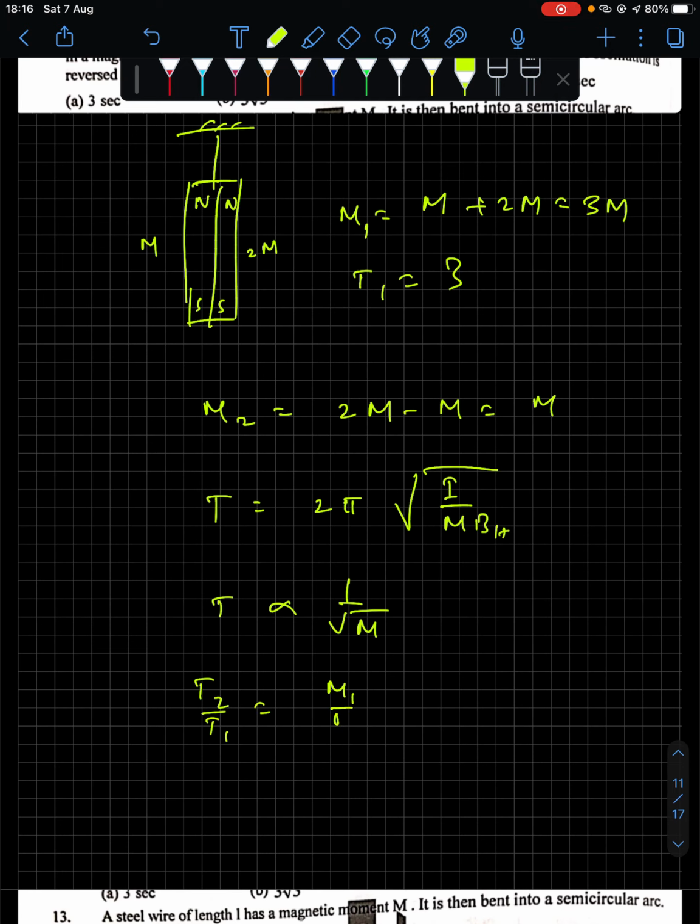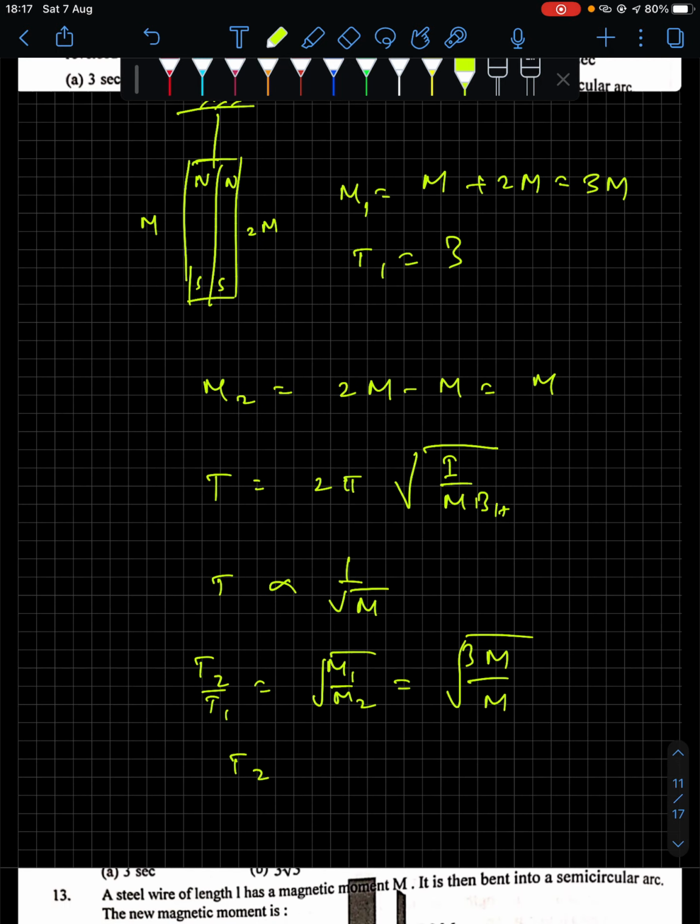So T2 you are finding out, T2 by T1 equals square root of m1 by m2. So m1 value is 3m by m. So T2 you get root 3, so T2 is 3 root 3. That is your answer, option number B.